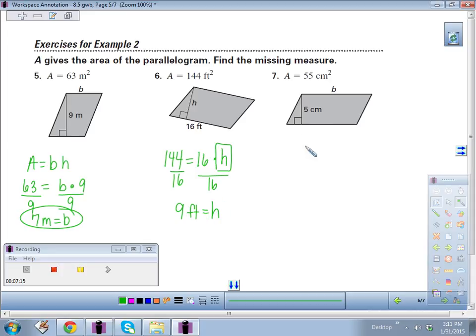And lastly, on number 7, the area is 55. The base, we do not know. The height is 5. I want to get this base by itself, so we divide by 5 on each side, and we get the base to be 11 when we simplify. 11 what? Centimeters.